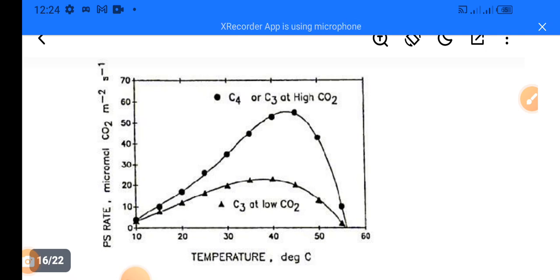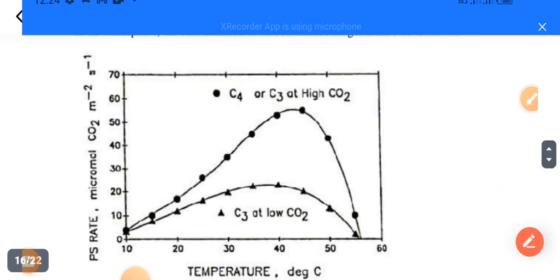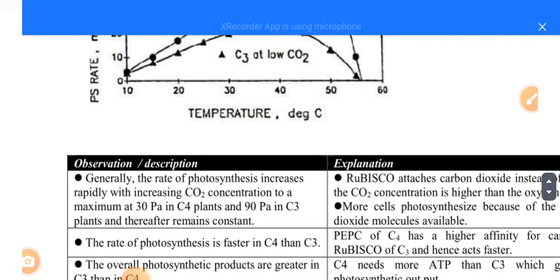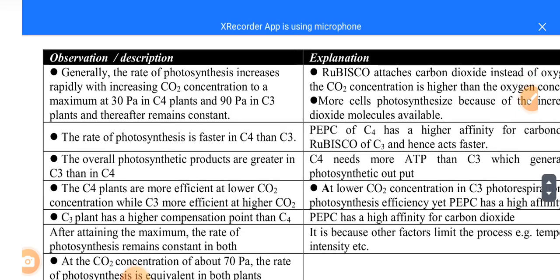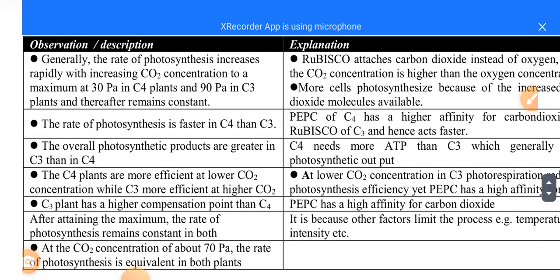Then another observation we can make from that graph is that the C4 plants are more efficient at low carbon dioxide concentration, while the C3 plants are more efficient at high carbon dioxide concentration. The reason is that at low carbon dioxide concentration in C3, photorespiration reduces the photosynthetic efficiency, yet the PEP carboxylase has a higher affinity for carbon dioxide. So that is what I've been taking you through, these observations and their explanations.